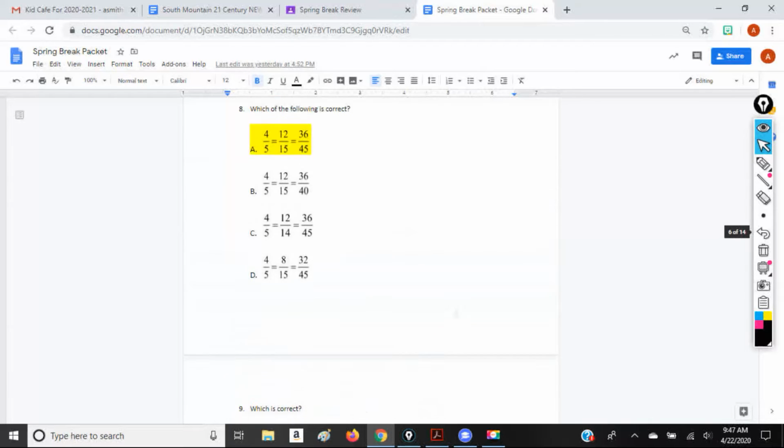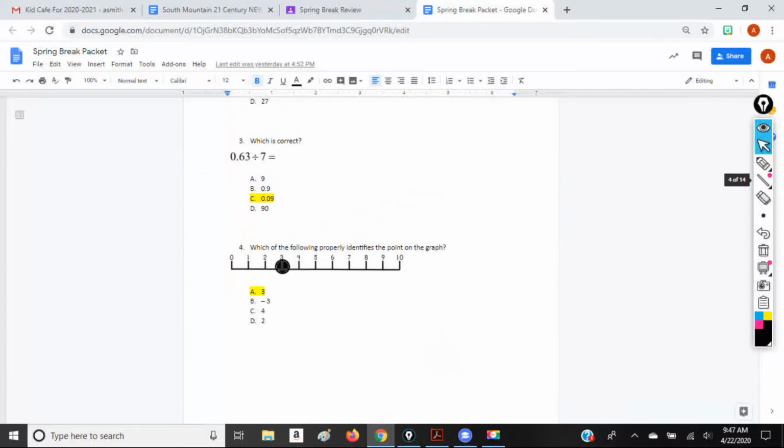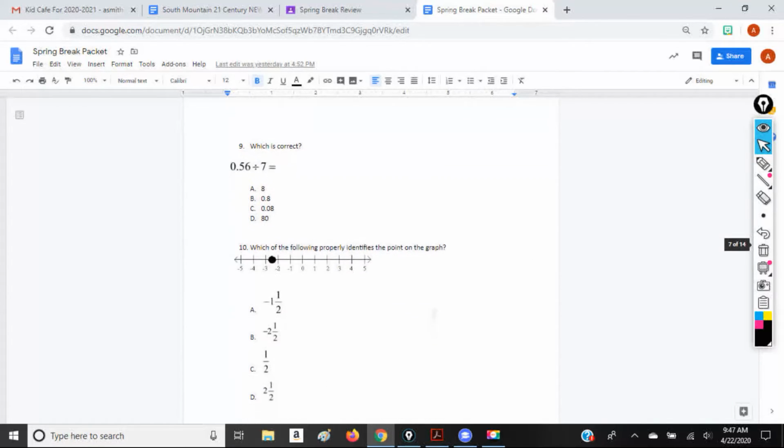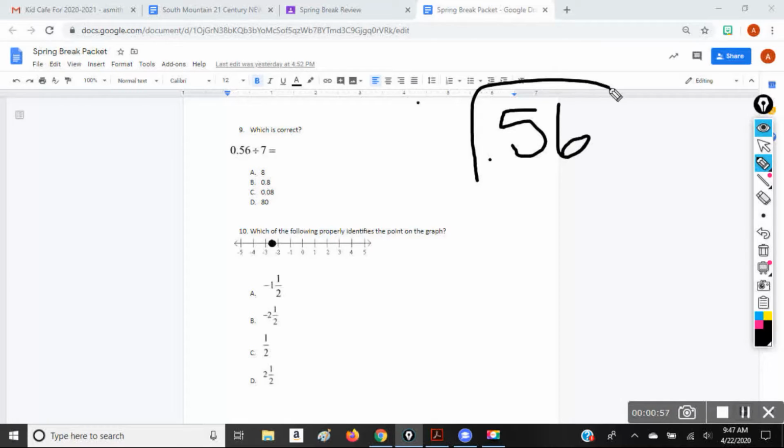Yesterday we left off right here on number 9 in the numbers and operations section. So numbers and operations, and we did 1 through 8, and now we're going to start on number 9, which asks which is correct when dividing 56 hundredths by 7. So I bring my decimal straight up. I know that 7 cannot go into 5, so I put a 0 here. And 0 times 7 is 0, 5 minus 0 is 5.